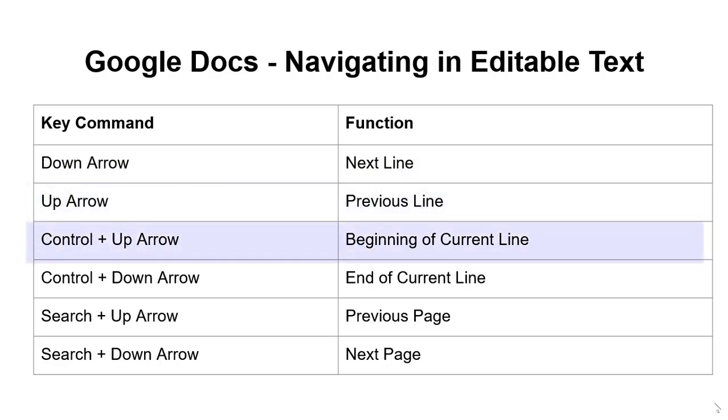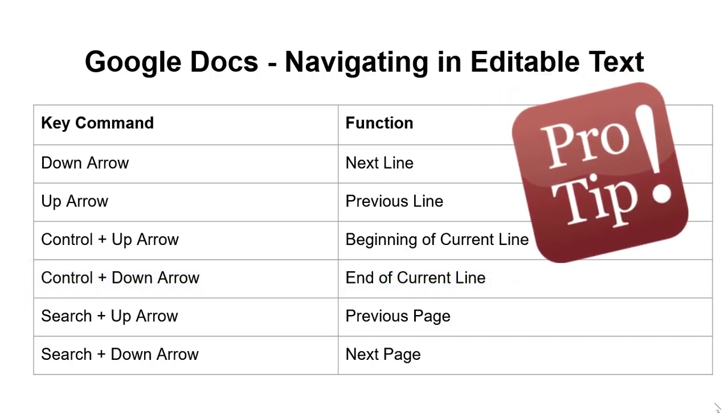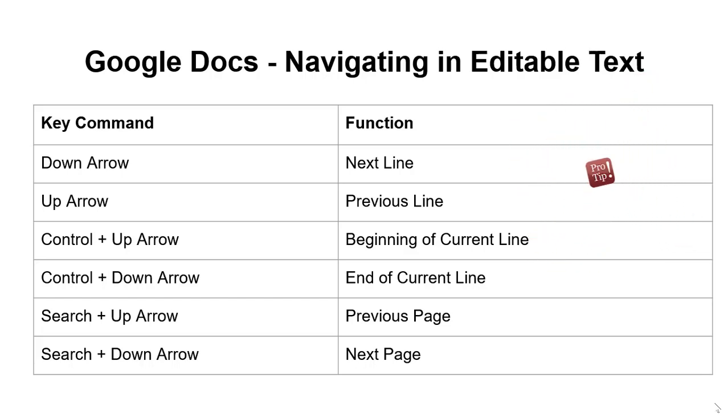Control plus up arrow will take you to the beginning of the current line. Control plus down arrow will take you to the end of the current line. And if you go first to the beginning of the current line and then press up arrow, then you are just going to be going to the beginning of that previous line as well, rather than being navigated to some point in the middle. Search and up arrow will take you to a previous page, whereas search plus down arrow will take you to a next page.